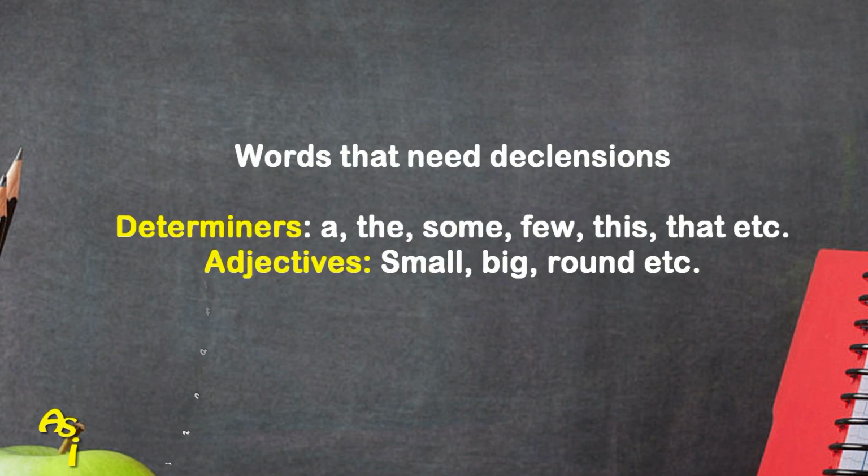Words that need declensions: determiners, a, the, some, few, this, that, etc. And adjectives: small, big, round. We add some extra letters at the end of these determiners and adjectives.